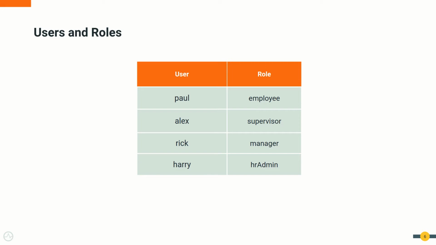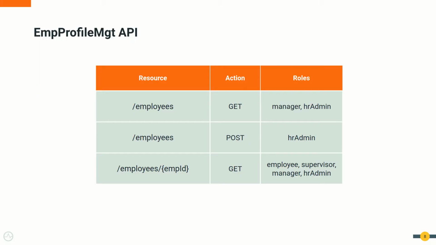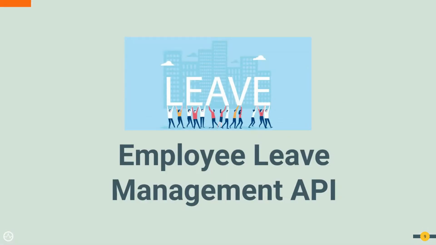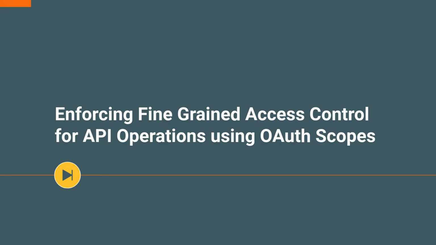We can enforce this type of access control by using OAuth scopes. This is the employee profile management microservice which handles operations related to employee details. So the API for this microservice includes these operations. Note the access control applies to each resource. Viewing employee details using an employee ID can be accessed by users with any of the given 4 roles. But adding employee details is restricted only to users who are HR admins. Similarly, we have the API for employee leave management services. Now let's see how we can enforce access control for these API operations by using scopes.